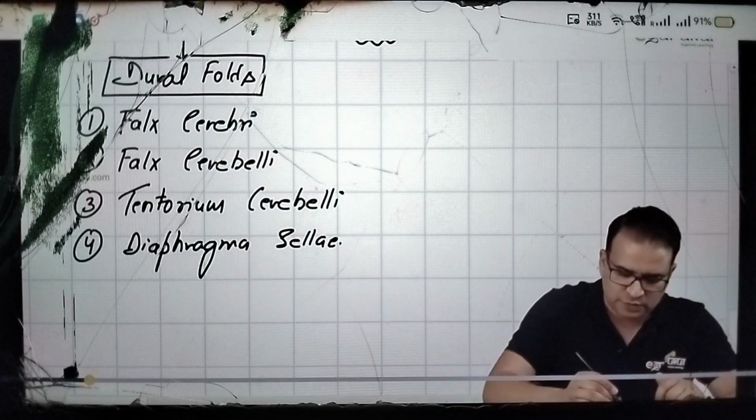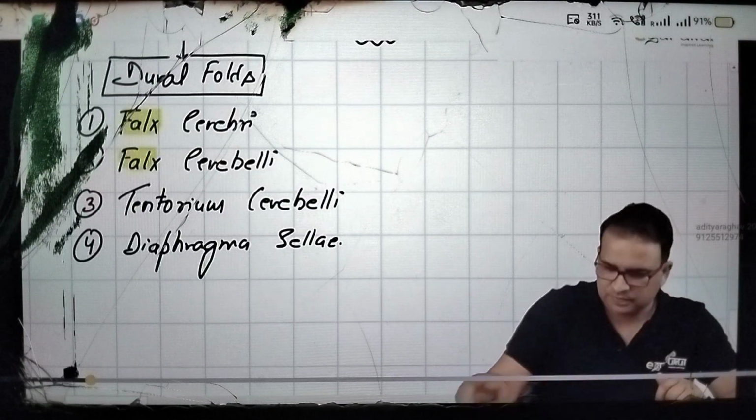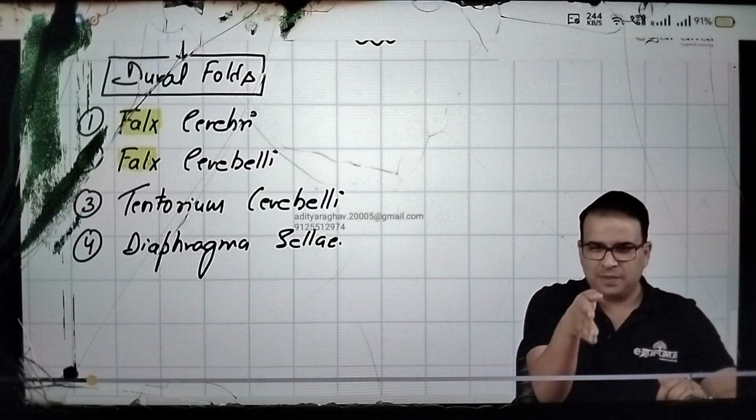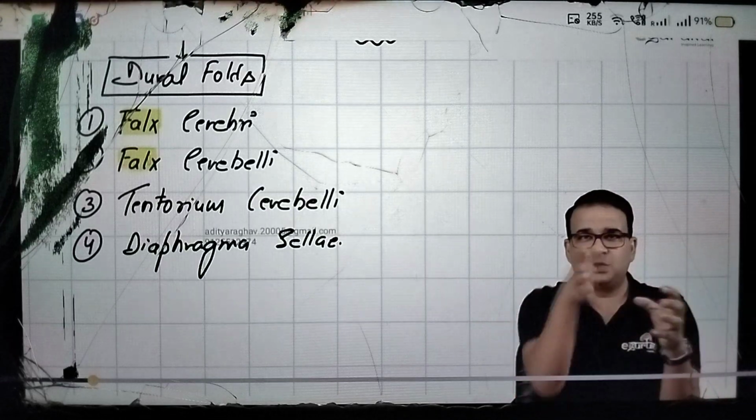Now, first of all, what is the meaning of this word falx? When you say the word falx, falx means sickle shaped. Something which is shaped like a sickle. So falx cerebri is something which is present between the two cerebral hemispheres. It is separating the two cerebral hemispheres.